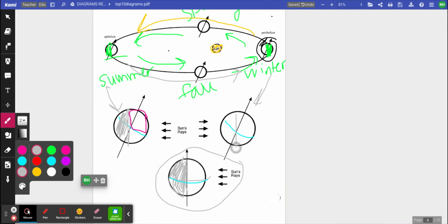And in this one, we have way less sunlight in the northern hemisphere, so it's winter. The seasons, of course, are reversed in the southern hemisphere, as you can see. They get the opposite. When it's summer here, it's winter there. Excellent.